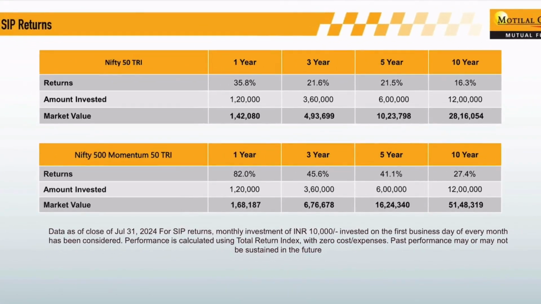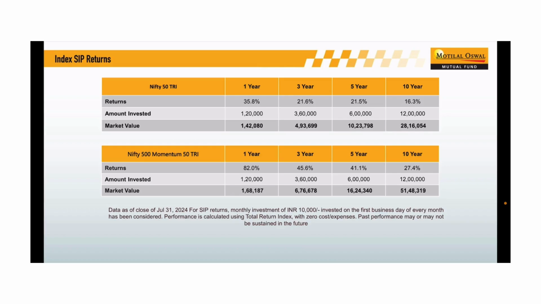So this is what happened in the past, friends. We can expect more or less similar returns if the index continues to perform in the same way as it has done in the past. And we have seen historical performance also, where risk adjusted return of Nifty 500 Momentum 50 is higher in all time frames.